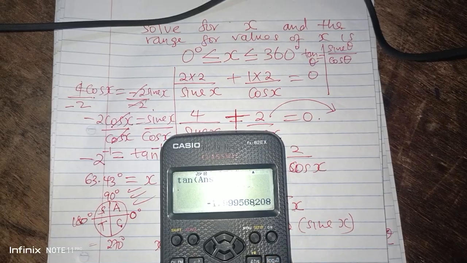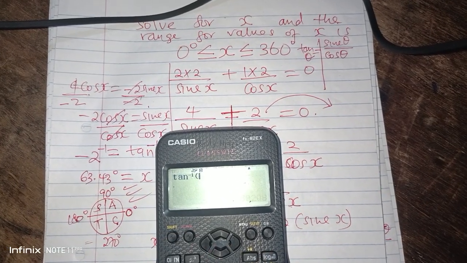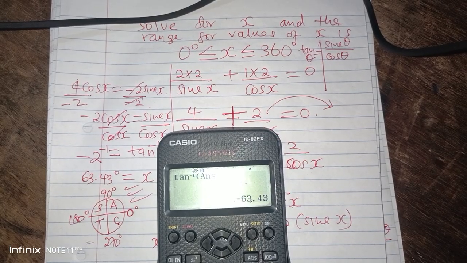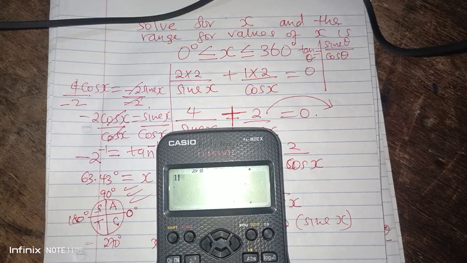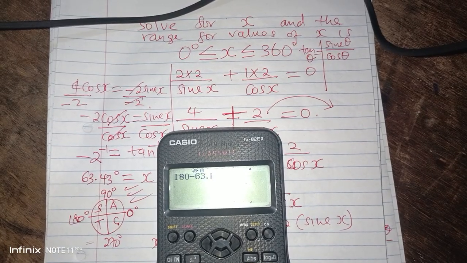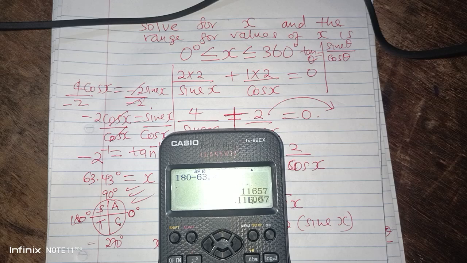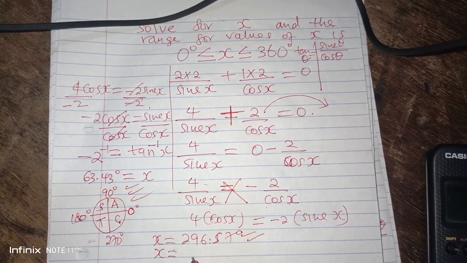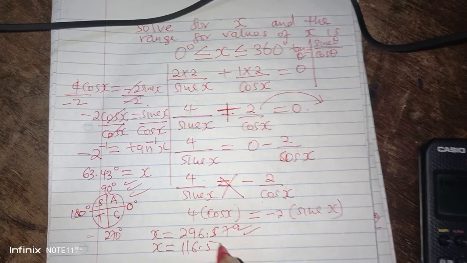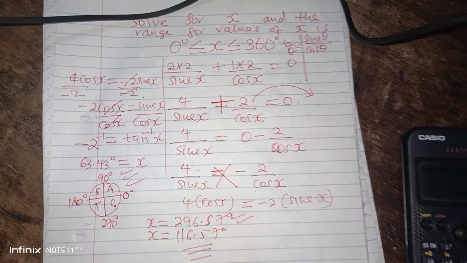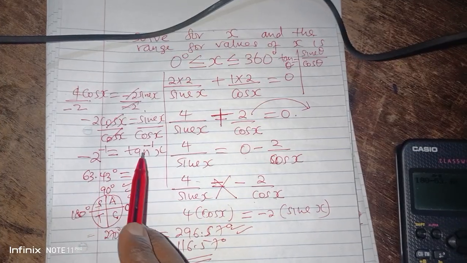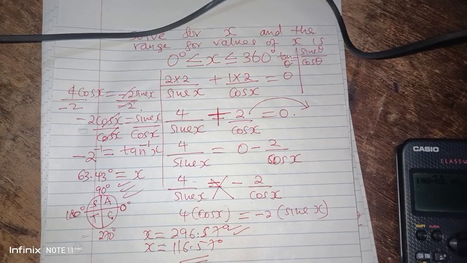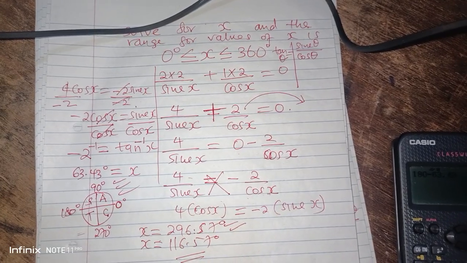Okay, fine. So the other answer, so shift tan, so that I can get the answer. 63.43. So let's see. It is 180 less 63.43. So that gives us 116.57. So the other value of x is 116.57 degrees. So those two give us -2 when we get their tangent. The tangent of these two values gives us -2. So let's meet in our next lesson.